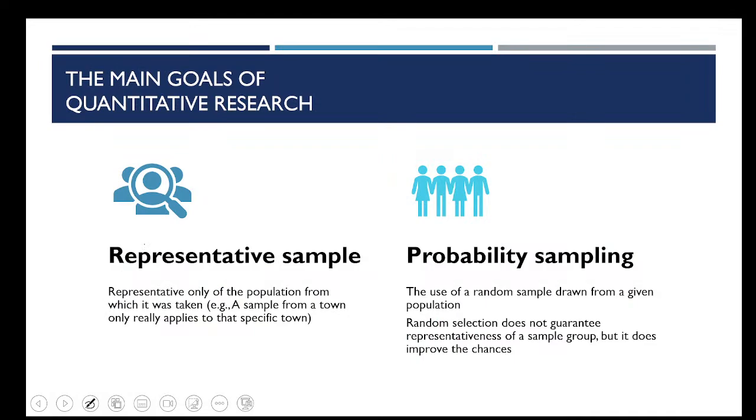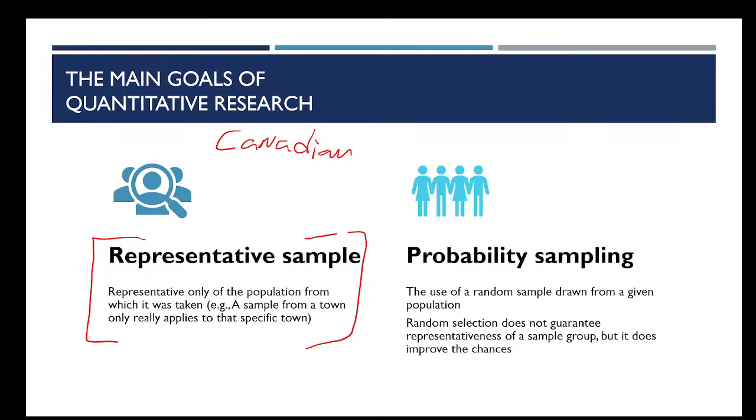Okay, so a representative sample, very simply, is representative only of the population from which it was taken, right? So, let's say that you do Canadians, right? You wouldn't be able to generalize that to Americans. If you said Edmontonians, you wouldn't be able to say that this is for all Canadians. Teenagers, right? It would only represent teenagers. It wouldn't represent the rest of the population. So representative samples can be of any group that you want, really, but whatever sample you take is going to be representative only of that group, right? And whatever your population is, that's going to be the group that it's representative of.